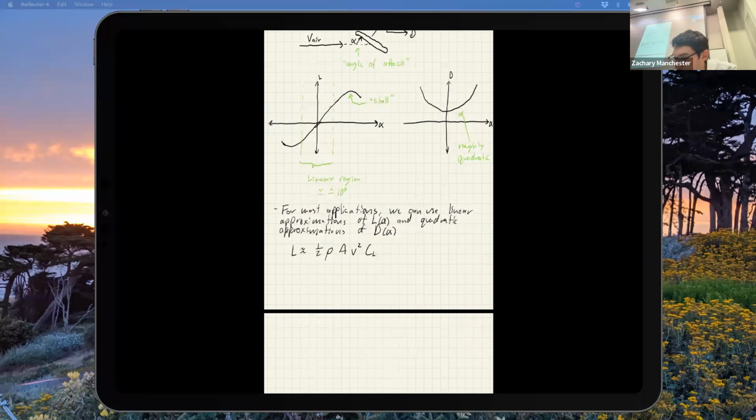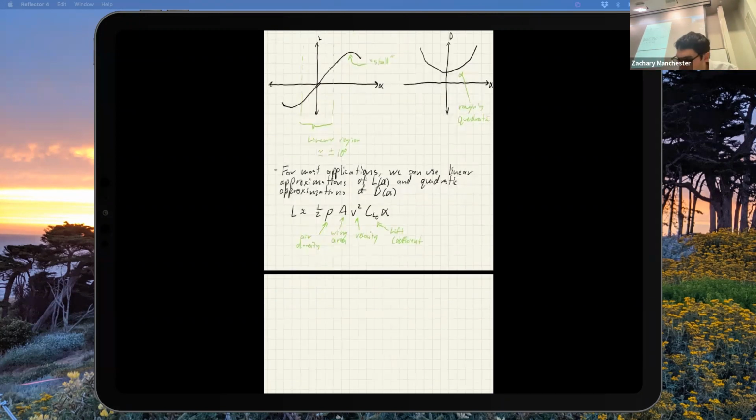CL naught. Okay, so this is lift. This is the density of the air. This is the area, the wing area. This is velocity squared. This guy over here, CL naught, is called the lift coefficient. And this is actually the slope of this lift curve at the origin, right? And then this is the angle of attack, which we already know.